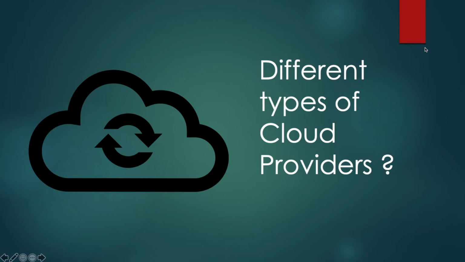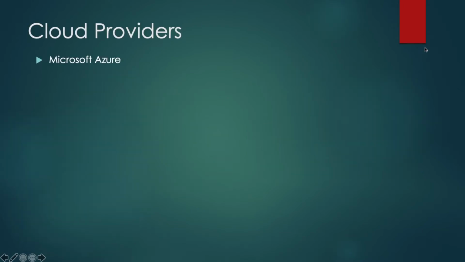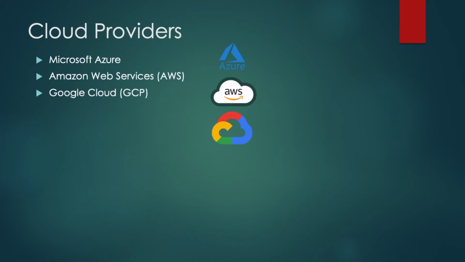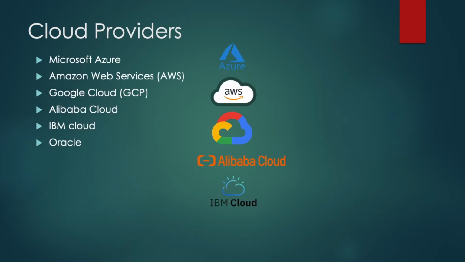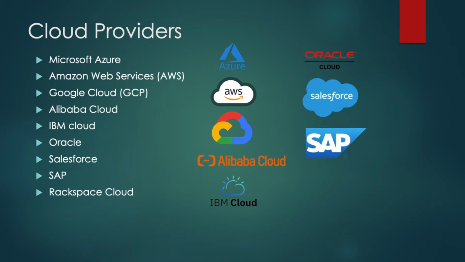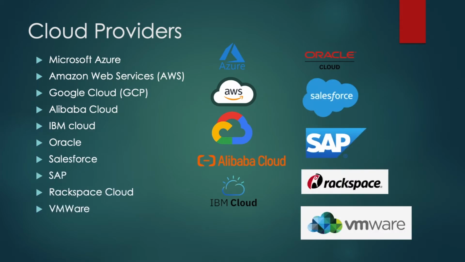Okay, so then let's go to the different types of cloud providers. I just list down the top 10 cloud providers that we have. I've not ranked them, so you must be aware of these cloud providers. Whenever you select a cloud provider, you need to go through this top 10. Mainly Azure, AWS, and Google are the main leaders of cloud.